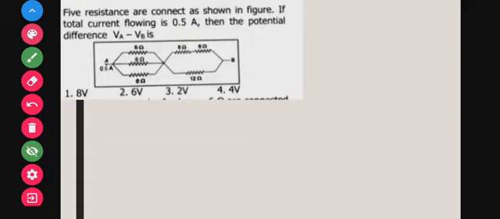5 resistors are connected as shown in the figure. If total current flowing is 0.5 ampere, then the potential difference VA minus VB is, okay, so they are asking for the potential difference.